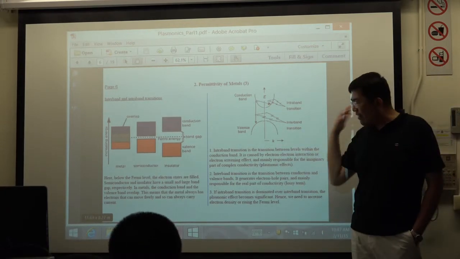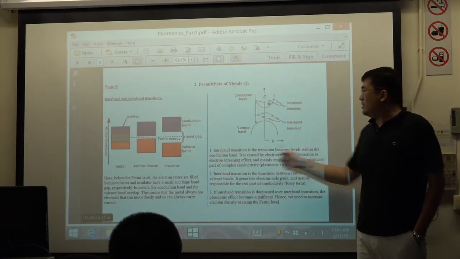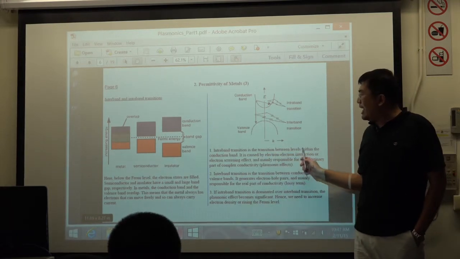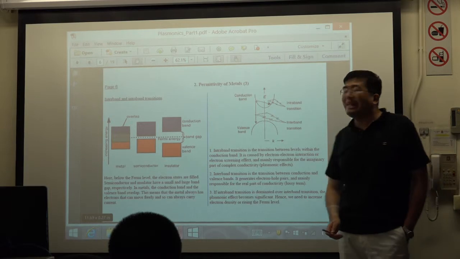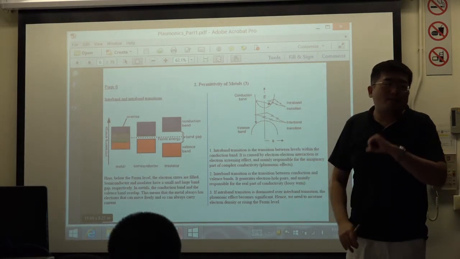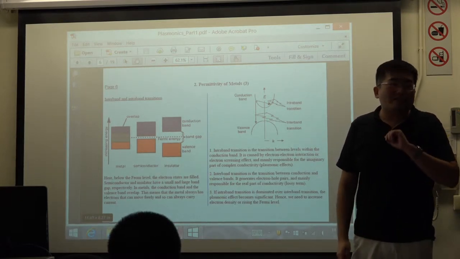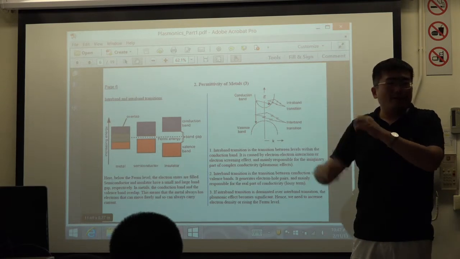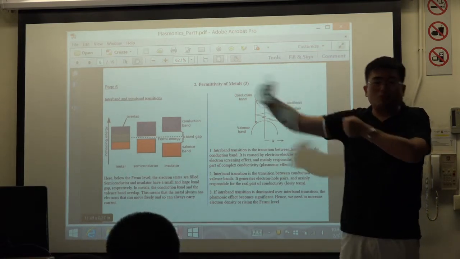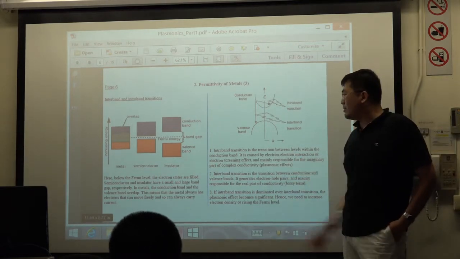But for the intraband transition, between the conduction band, what's the physical origin? It's the electron-electron interaction or electron screening effect. There are many electrons, and electrons have interactions, very different from photons. Why? Electrons have charge. They have a Coulombic force, right? Two electrons with the same charge cannot approach very near. They push each other. It has Coulombic force. They call it electron-electron interaction.